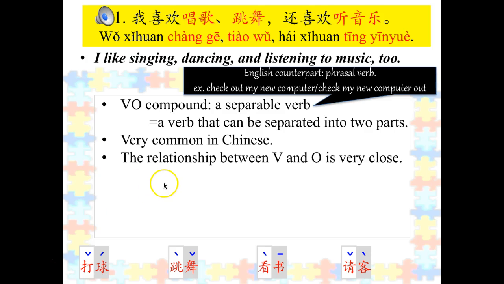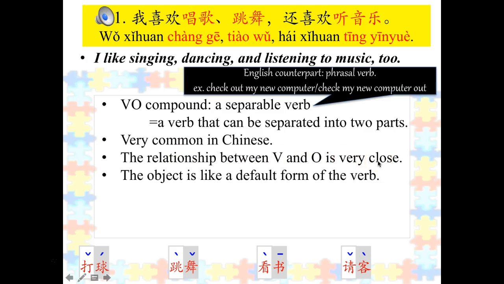1, many separable verbs can't be easily translated into other language in a way that makes both the verb and object part clear. So think about 吃饭、跳舞、唱歌. These examples, it's just not easy to think of the objects as an object. Okay, the relationship between the verb and object is very close. So the object of this VO compound is like a default form of the verb. Now you can use the verb without the object, but when that happens, it means you have a new object that you are going to use to occupy this position.